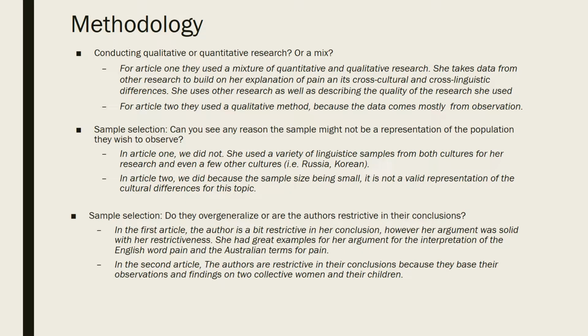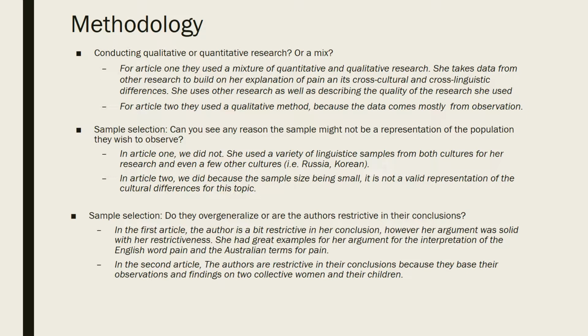Methodology: conducting qualitative or quantitative research or a mix. For Article 1, they used a mixture of quantitative and qualitative research. She took data from other research to build on her explanation of pain and its cross-cultural and cross-linguistic differences, as well as describing the quality of the research that she used. For Article 2, they mostly used qualitative methods because the data comes mostly from observation.